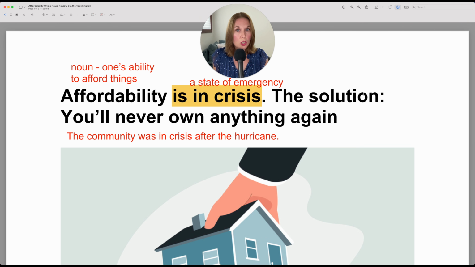The solution, notice here, we have a colon. The solution: you'll never own anything again. So if you wanted to connect these two ideas, you could say the solution is that you'll never own anything again. So you can shorten that, use a colon, the solution, and then you just state the solution rather than adding those additional words that are required for grammar. You'll never own anything again.